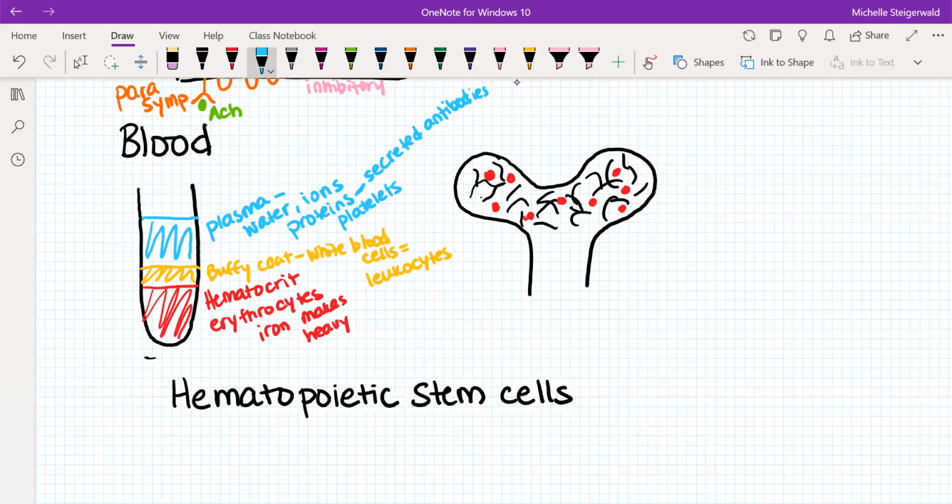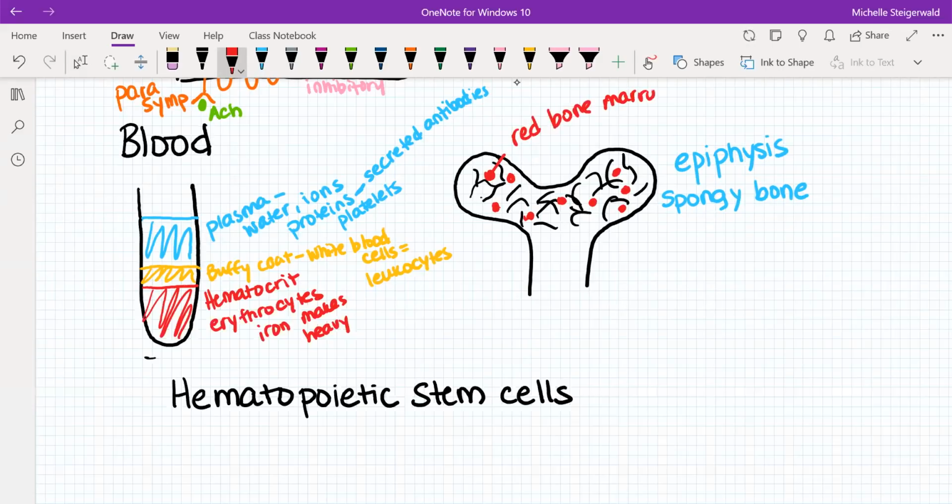Okay, so just to bring back bone again, this is the epiphysis of a long bone specifically. I just drew a portion of it. And we know that in this portion, we have the spongy bone or trabecular bone. It's kind of like a sponge. It really looks like a sponge if you look at it. So it has all these cavities in it, which makes it perfect for this red bone marrow. And this is the source of all of your blood cells.